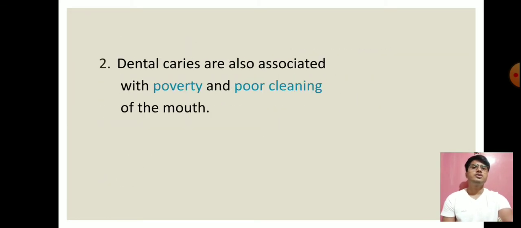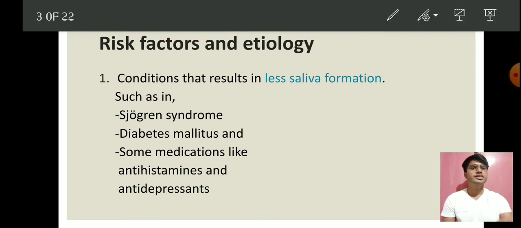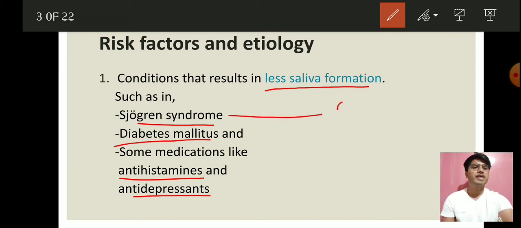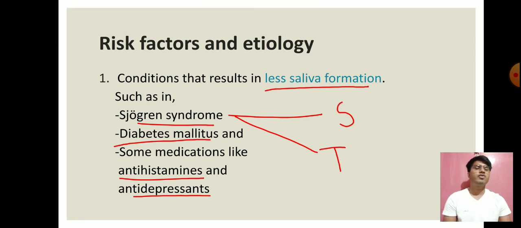Okay, so now let's understand the risk factors. As I have talked about the saliva's importance, less saliva formation would make you more prone to tooth decay. And conditions like Sjogren syndrome, diabetes, and some medications like antihistamines and antidepressants cause less saliva formation. In Sjogren syndrome, we have less saliva formation, and we also have less tear formation. Diabetes also causes, due to some reason, less saliva formation. And these medicines have a side effect of causing less saliva formation.